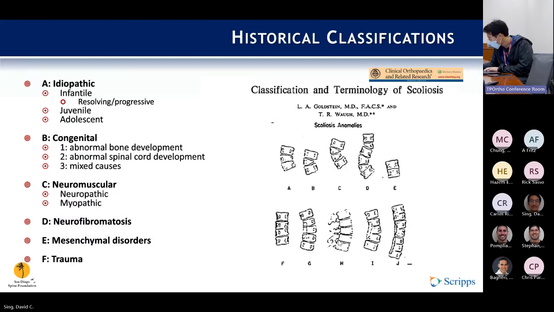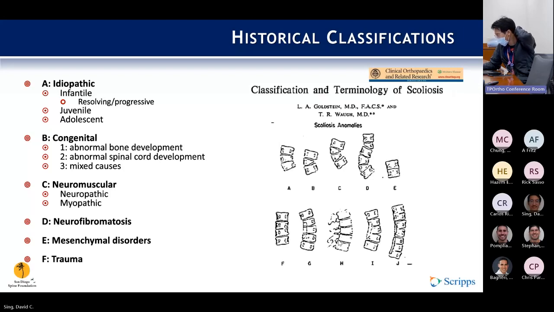In 1973, there's Dr. Goldstein. He published a classification based off the etiology of the curves. This was still mostly looking at pediatric cases. Idiopathic was the most common, with an unidentifiable underlying cause, thought to be some kind of genetic condition that progresses variably. He subclassified this by age of presentation. So when did you first see the curve? Infantile under 4, juvenile 4 through 9, adolescent between 10 and skeletal maturity, recognizing that they behave differently and have different prognoses.